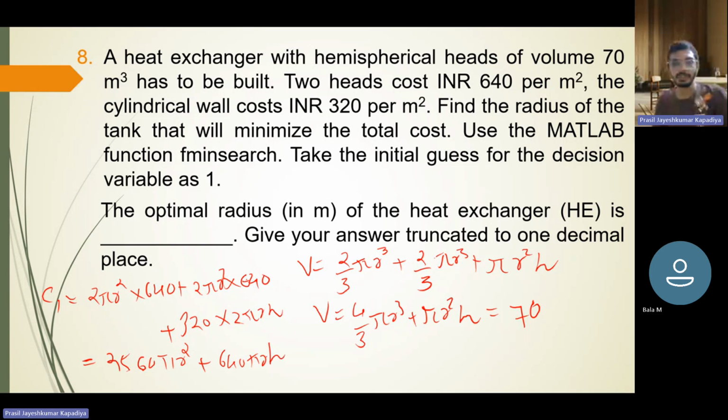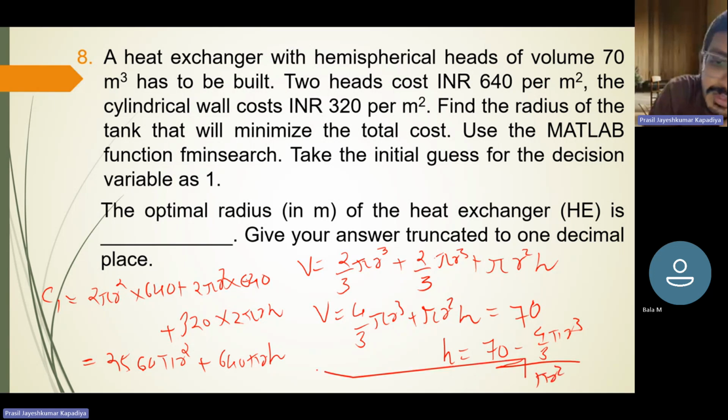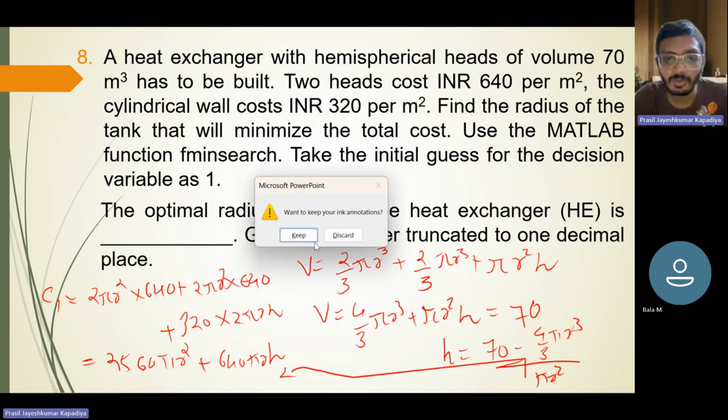So can we replace one thing from here? We can replace h as equal to 70 minus 4 by 3 pi r cube divided by pi r square, and I can put this value of h here. Okay, so let's first try to write down our function.